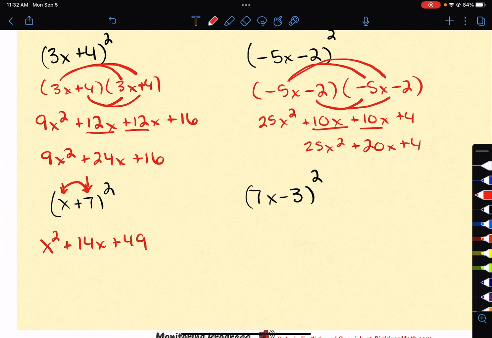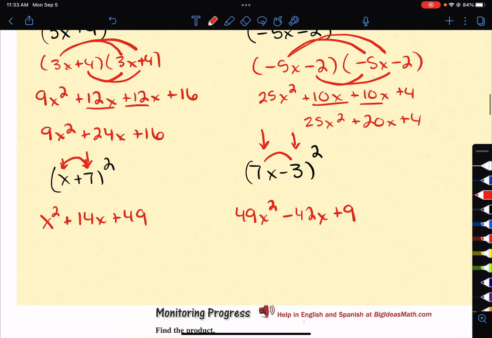But for those that are starting to see the pattern, this next one, 7x minus 3 squared, the 7x gets squared, so that's going to be 49x squared. Then these two are going to get multiplied together. That's negative 21x. That shows up twice, so that's negative 42x's, because there's two of them. And then the negative 3 gets squared, which is positive 9.